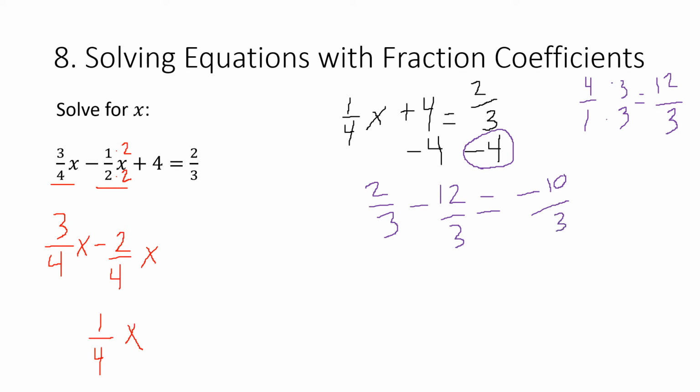Negative 10/3. So I'm going to rewrite the equation again. So we've got 1/4 x. We've moved that 4, so now we just have 1/4 x is equal to negative 10/3. That's where we're at now.